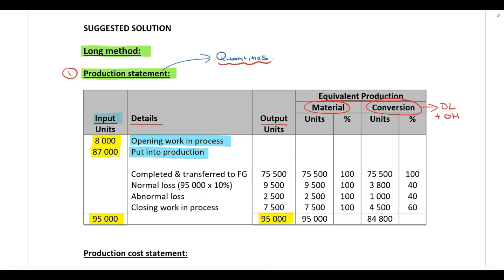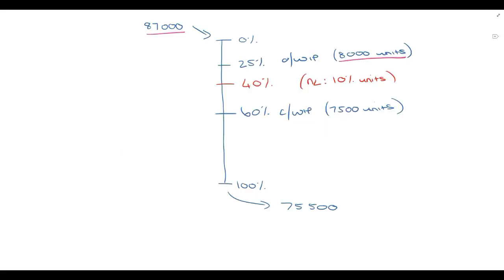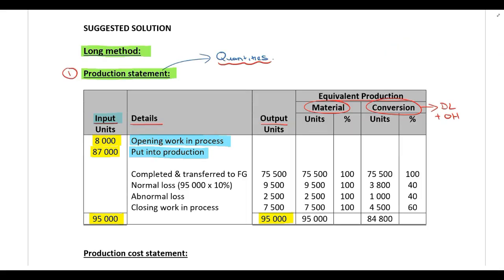So again, start with the easy things first, guys. Two very easy things. First, how many units did we complete during the period? 75,500. And how many units do I have sitting in closing work in process? 7,500. So do the easy stuff first. I completed 75,500 units, and I have 7,500 units sitting in closing work in process. Then I'm going to do the more difficult calculation where I determine what my normal loss is. Okay. Now, please be careful.